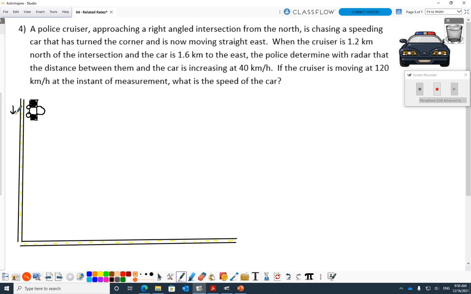Okay, stop. A car that has turned the corner and is now moving straight east. So here's you trying to get away from the cops in your red sports car. Here we go. Sports car coming up, with red tires, no less. And you're heading this way, trying to get away. That's one of the best diagrams I've ever done, actually. That's how low my standards are.